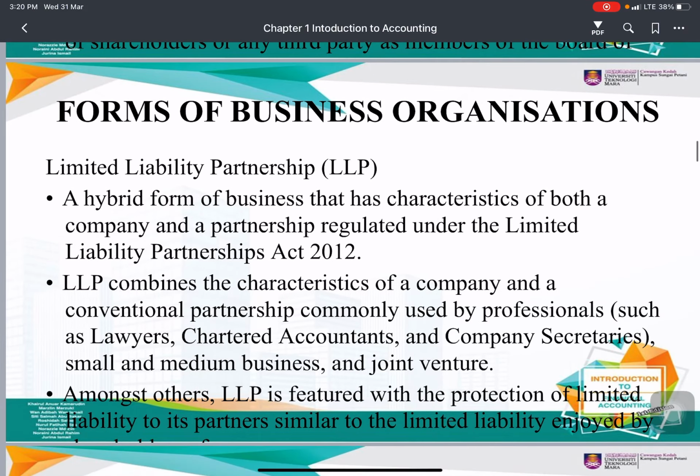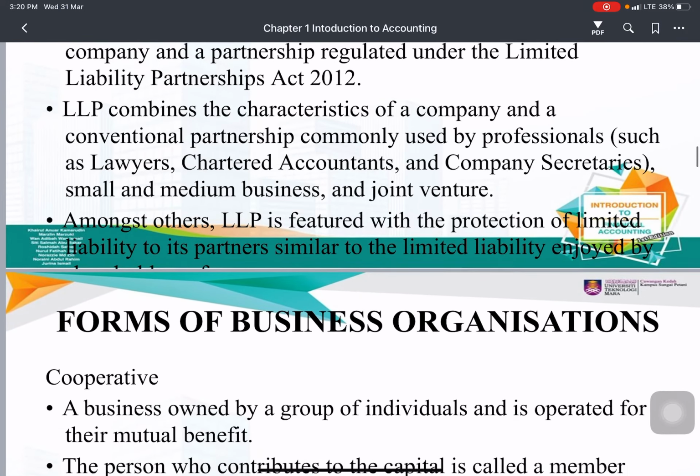So this has the characteristics of a company and a conventional partnership. It is a combination of a partnership and a company. Why partnership? Because the members are like a partnership, but their liability follows the company. So it is a combination of the two, the partnership and the company. They form a partnership, but the liability follows the company, which is limited.